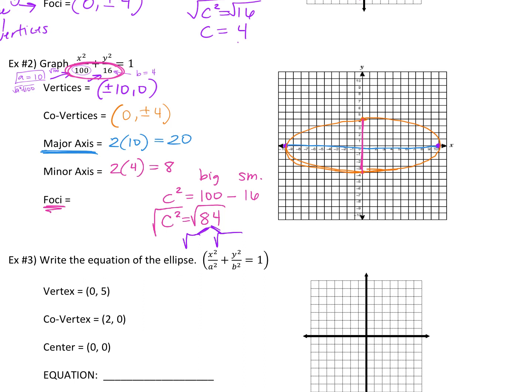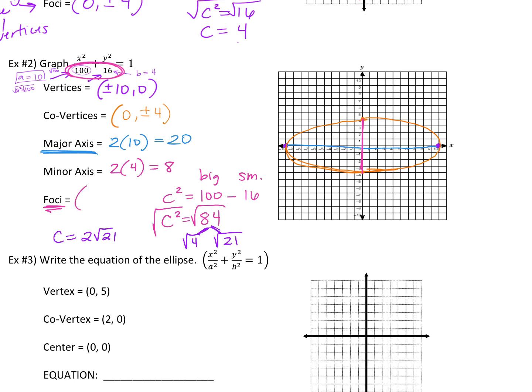Four times 21 will give us 84, right? So the square root of 4 is 2. So that means C is going to be 2 rad 21. Okay, now you just have to figure out where that goes.